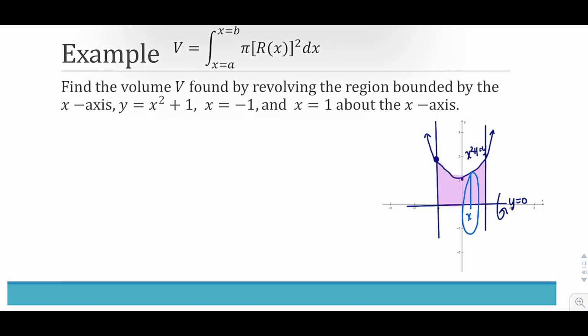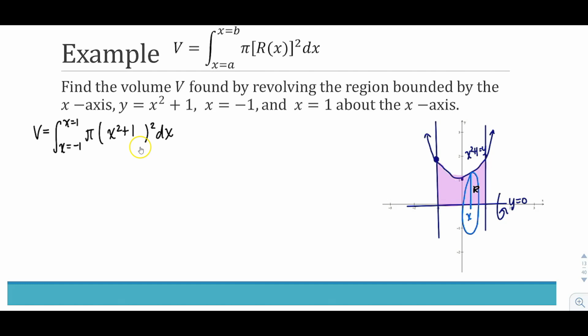So let's go ahead and set up and then find the volume. So we're going to set up the integral. The volume is x equals negative 1 to x equals 1, so we can see those are the x values my region extends from. And then we're going to have pi times the radius squared dx. So the radius, as we said, this is r, is top minus bottom, so just x squared plus 1 minus 0, or just x squared plus 1.